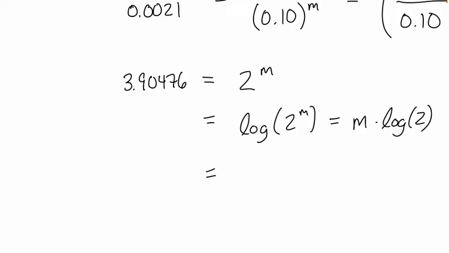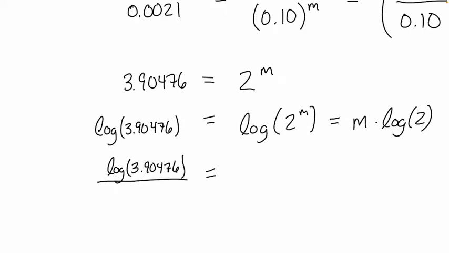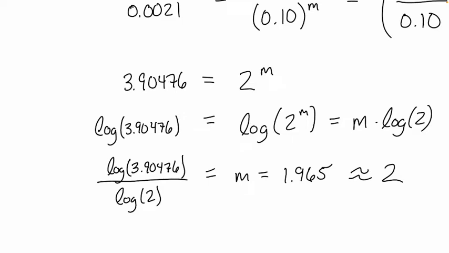If I'm going to do something to one side, I've got to do it to both sides, right? So I'm going to take the log over here as well. Now, because I have this m value pulled out, I can take the ratio of those two and divide both sides by the log of 2, and that will give me that m is 1.965. Again, this is real data, so it doesn't work out to be a nice, neat whole number, but nonetheless, we can tell that this is a reaction with an order of 2.